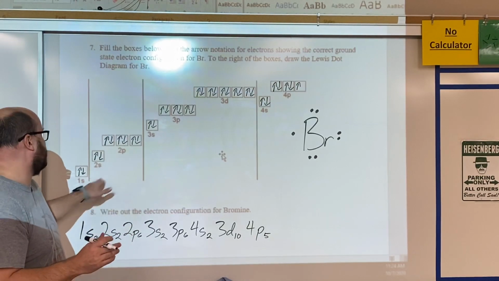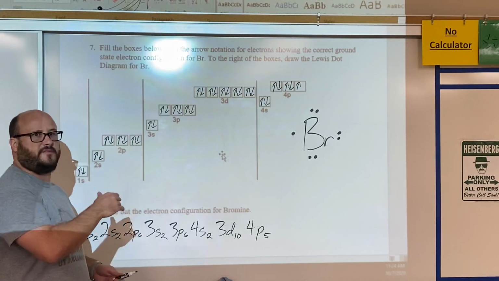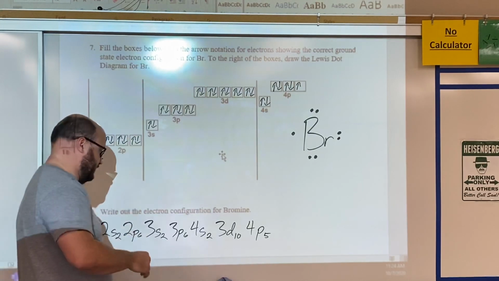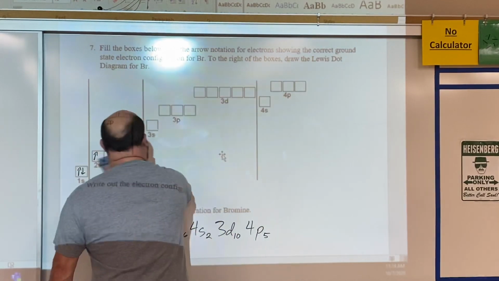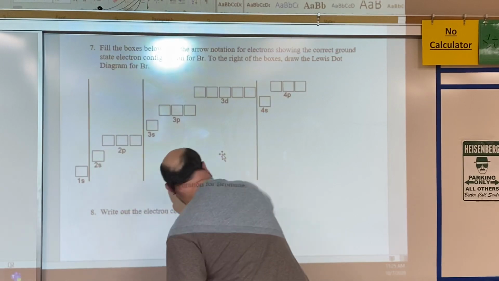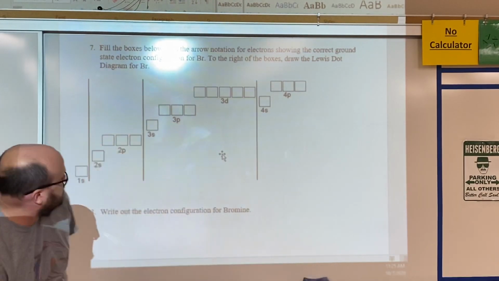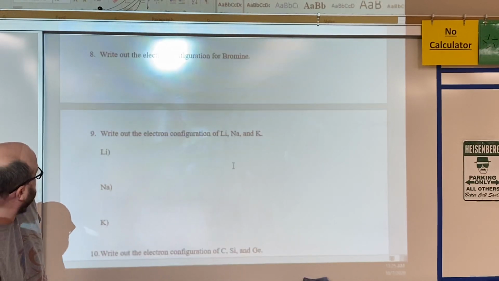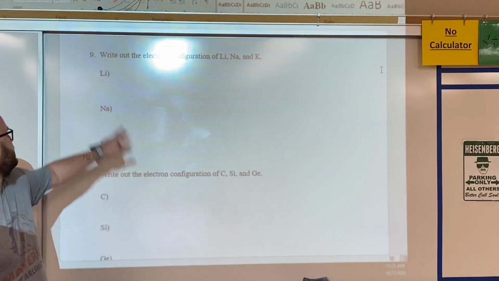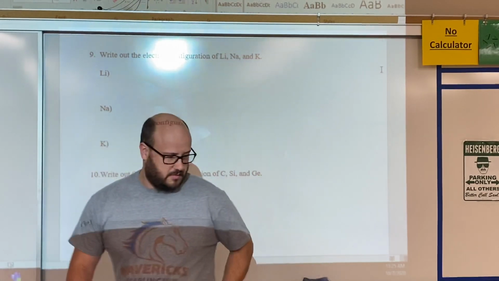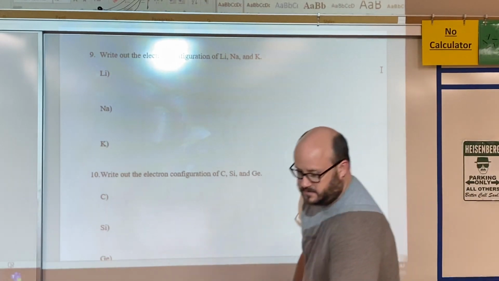So using the orbital diagram makes it pretty easy to write the electron configuration. Let's look at electron configurations without the orbital diagram. Start with the easy one, lithium. We don't have the diagram. All we have to look at though is the number of electrons.